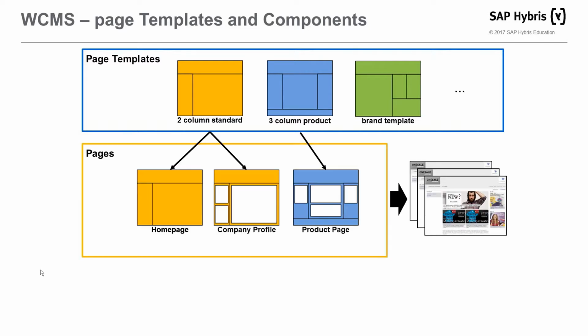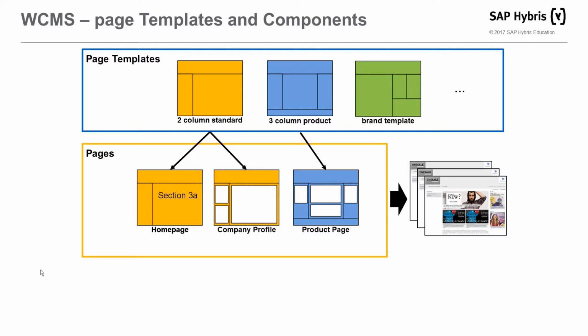Next, we have pages. Each page is based on exactly one page template, such as 2-column standard template. However, a template can be used as the basis for any number of pages. Because of this, template positions have generic names, such as Section 3A, because each page that uses that template will have its own purpose for the same template position.